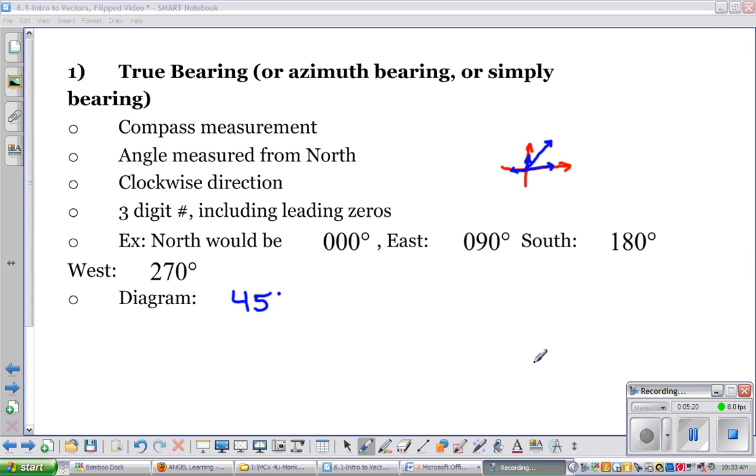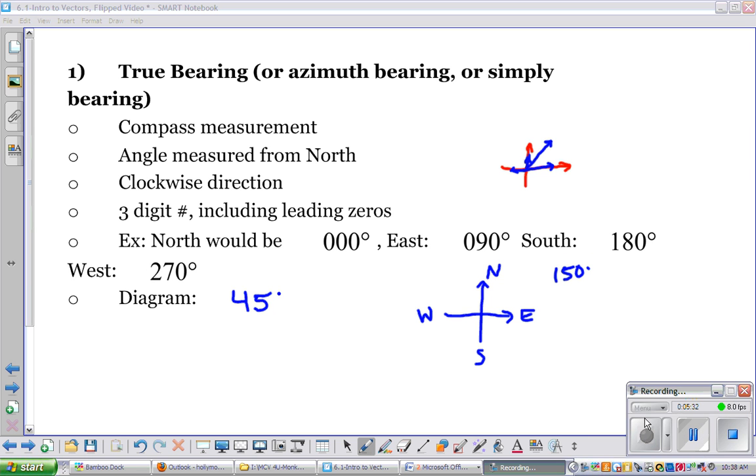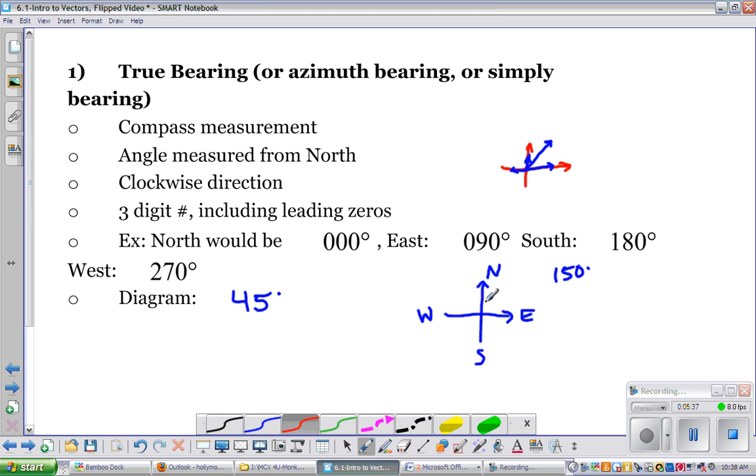And as a brief example, so we have north, east, south, west, if we're given an angle of, let's say, 150 degrees. So if we had that 150 degrees, the true bearing on this graph would be down here, and that would be from here to here, which is 150 degrees.